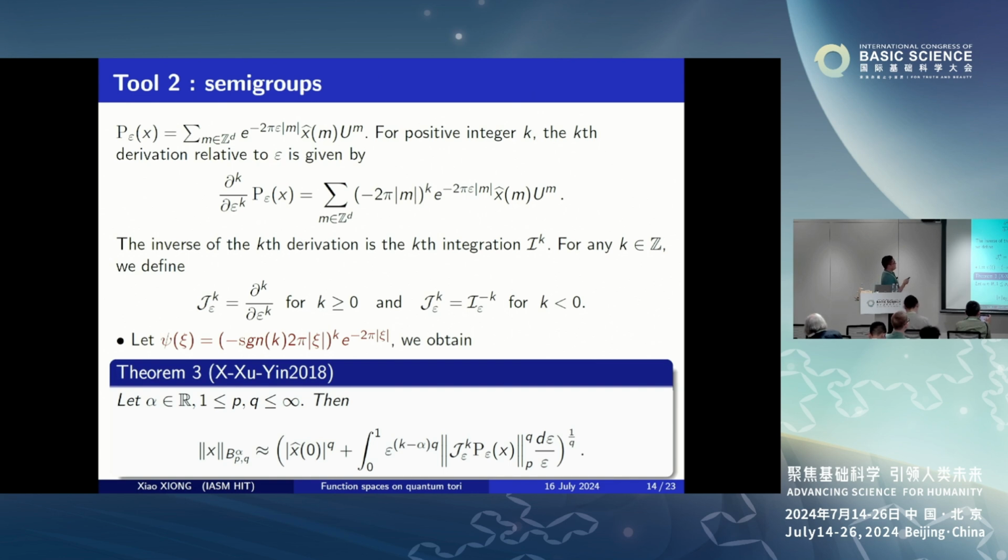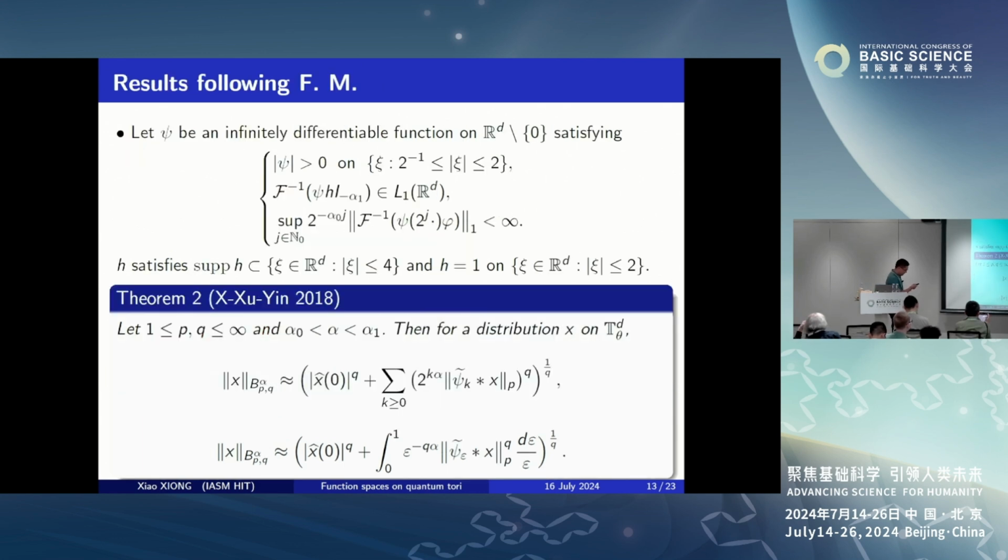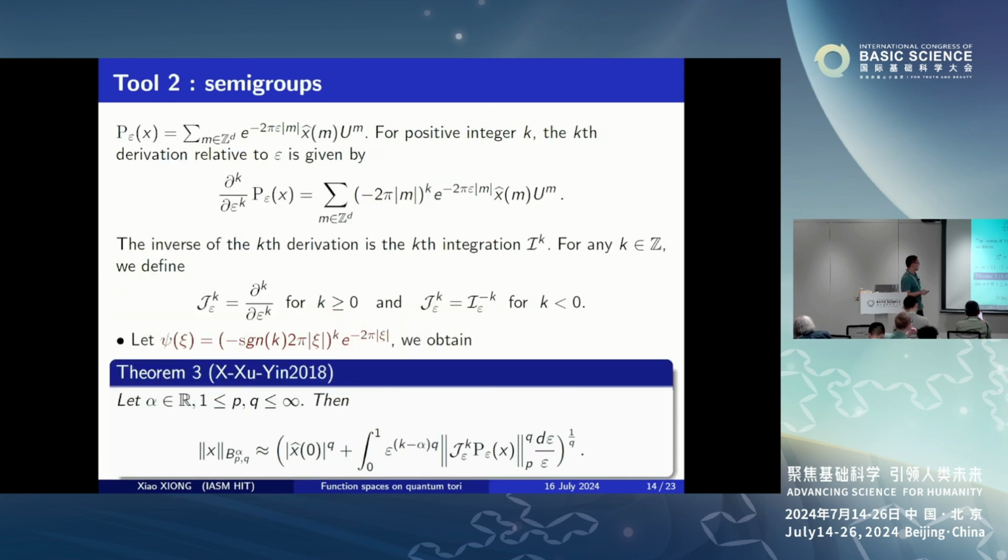And so let me introduce the second tool, which is the semigroup tool. Remember that my condition here, even though it looks very complicated, can be fulfilled by the kernel of these semigroups. So for example, if we want to know that the Besov norm of an operator is equivalent to the semigroup formula, then we just have to verify that this kernel, this function, satisfies the condition I required in the last slide.